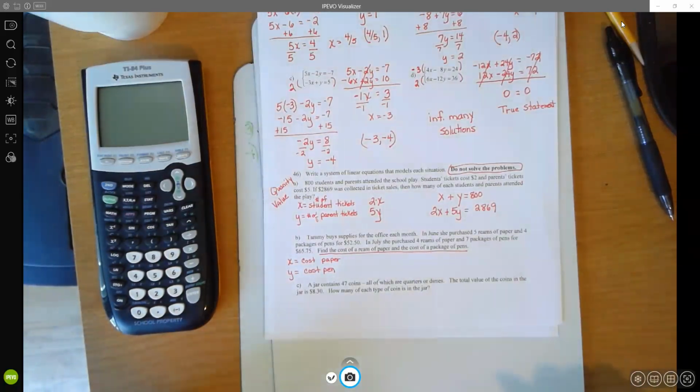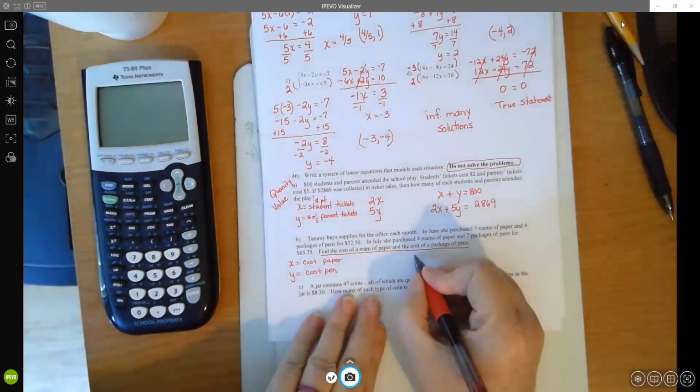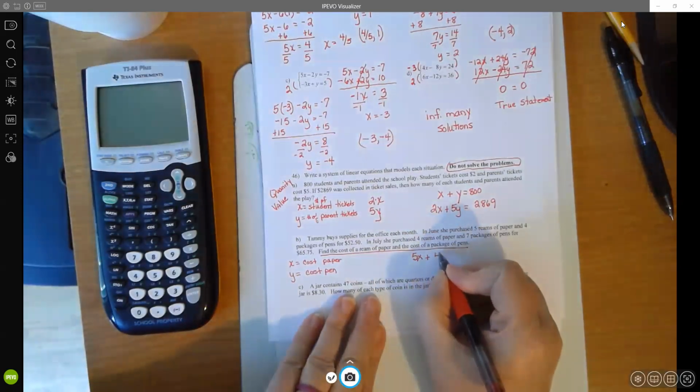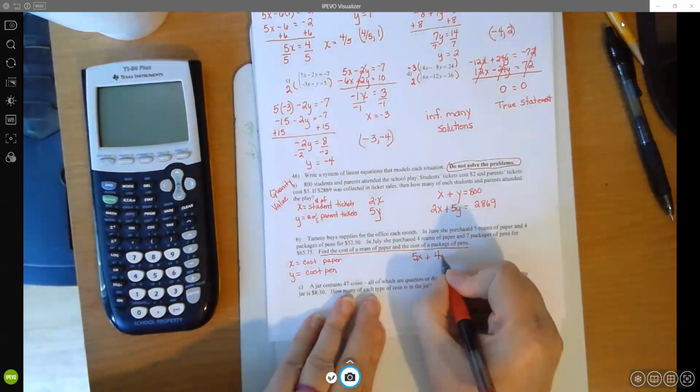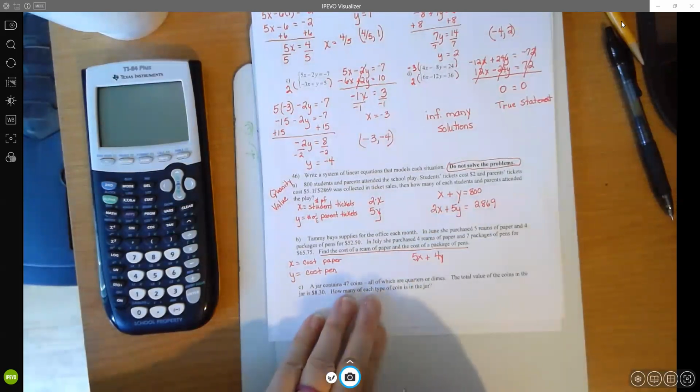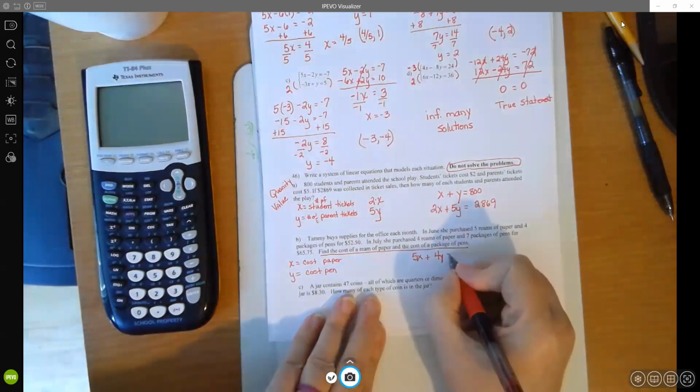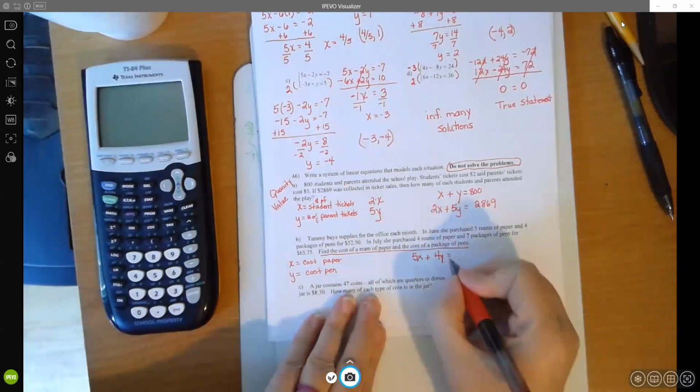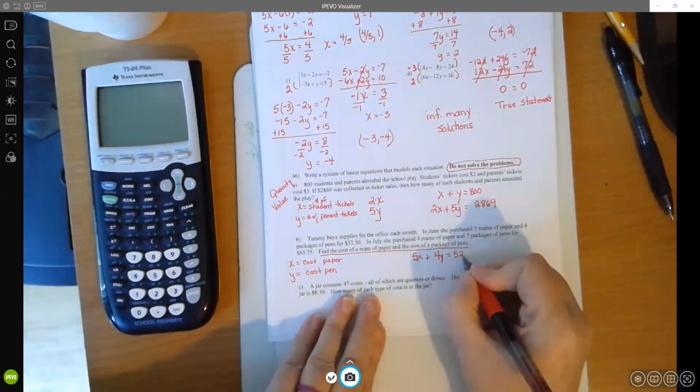Tammy happens to be our secretary, and I love Tammy, but that doesn't help me solve this problem. So, extraneous information. Second sentence. In June, she purchased, okay, so I know something. She purchased 5 of the paper and 4 of the pens, and it has a total amount. So I know that she purchased 5 of the paper and 4 of the pens, which is the Y. I want to put P there because I'm used to doing variables with letters other than X and Y. And it cost $52.50.